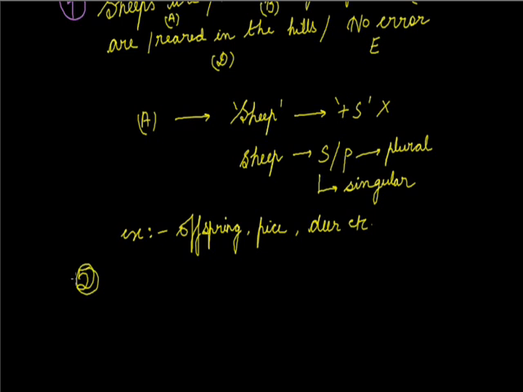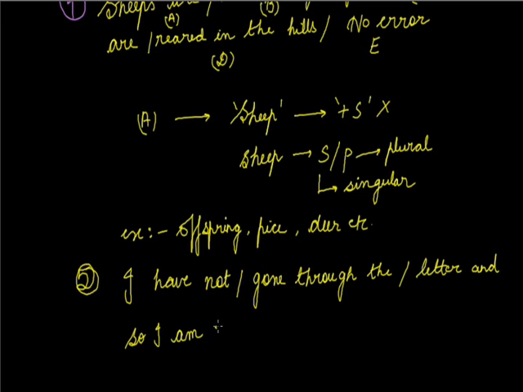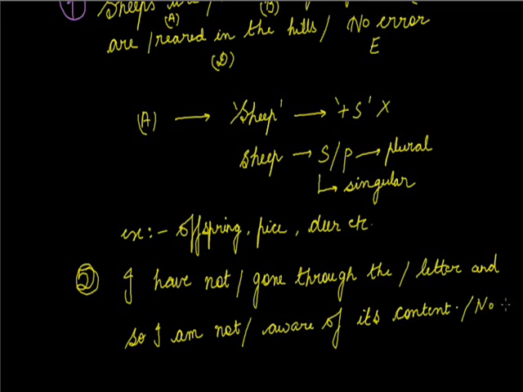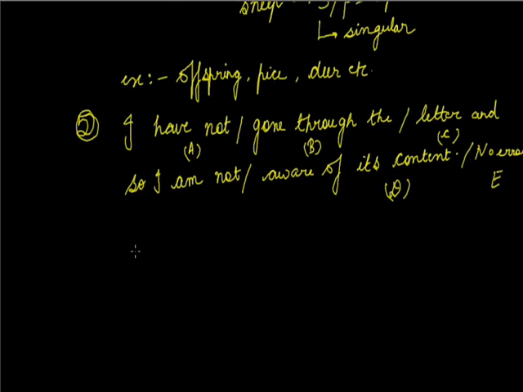Let's move ahead with question number 5. I have not gone through the letter, and so I am not aware of its content. Next section is Noun. Just like other sentences, it also is divided in 5 parts: A, B, C, D, and E. Do you know which part contains error? I tell you. The error is in part D.